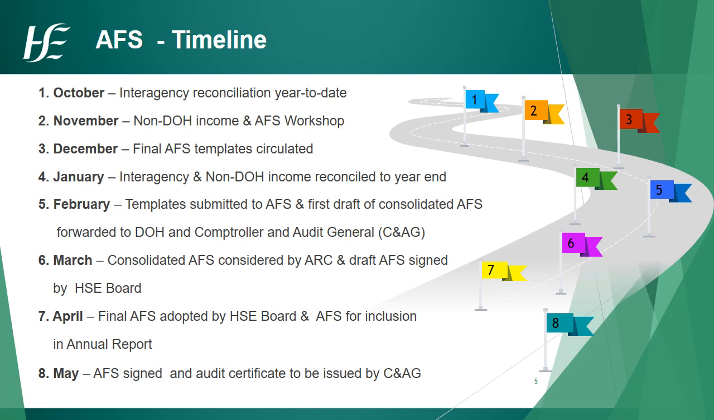While all of the aforementioned is happening, the C&AG are performing their external audit on the year-end accounts, which culminates in May when the final AFS is signed. This, however, can change depending on if the C&AG require any amendments. Audit certificate is issued by C&AG before presenting the HSE annual report to the Houses of the Oireachtas by the Minister for Health in May.